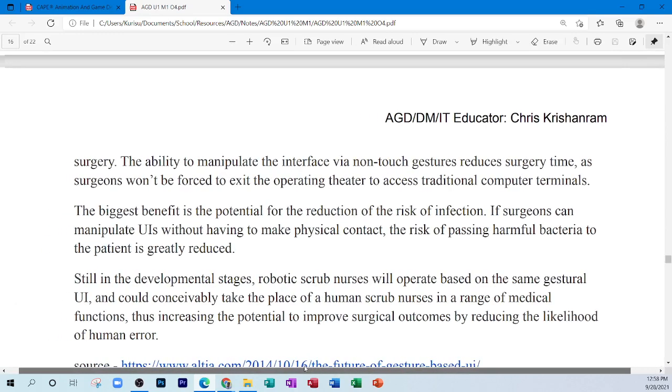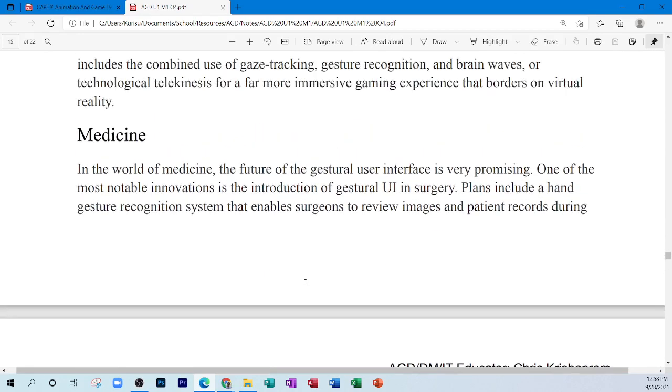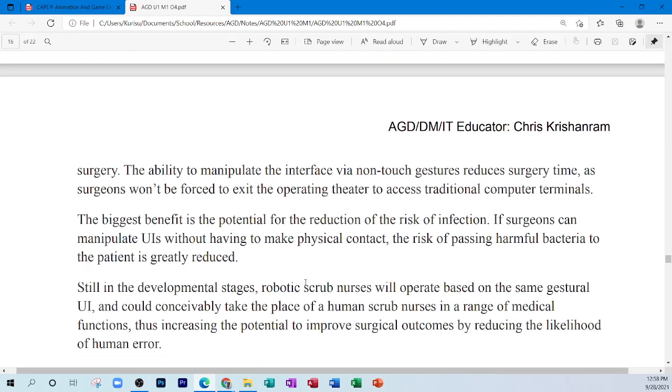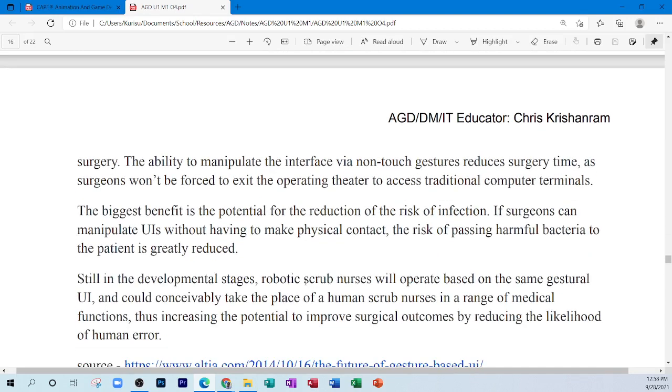Good. So how can gesture benefit us in medicine? It reduces the risk of bacterial infection. But how? Practically, how will the system function or work that it will allow us to reduce those risks?